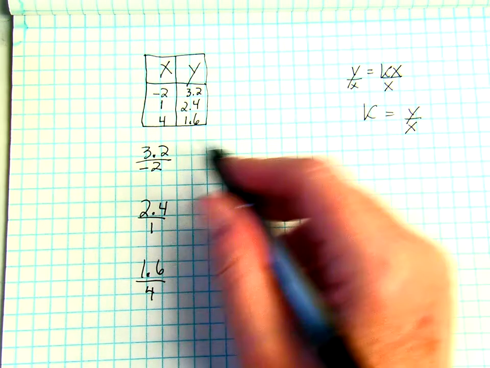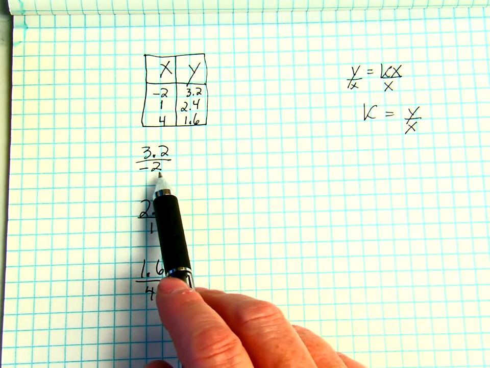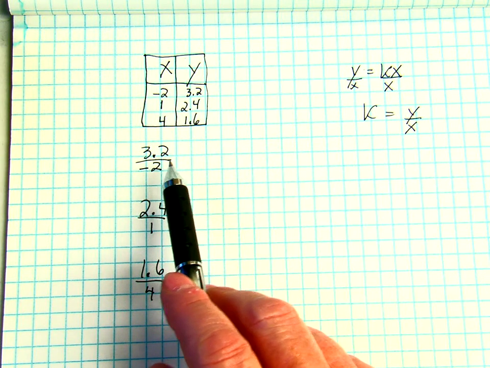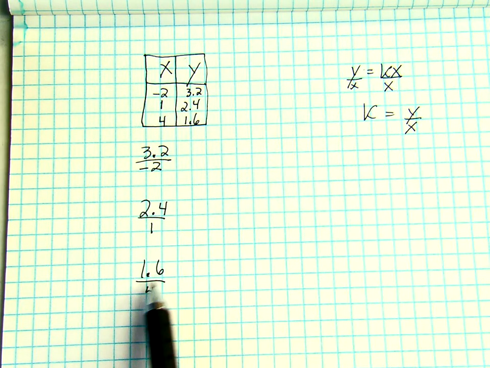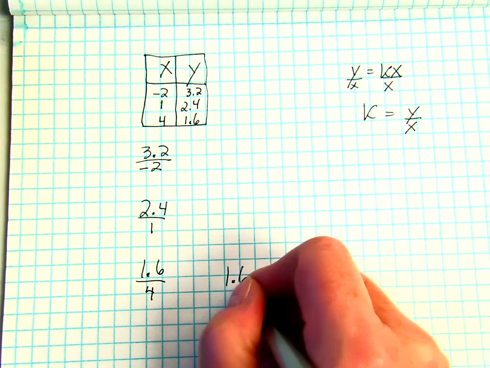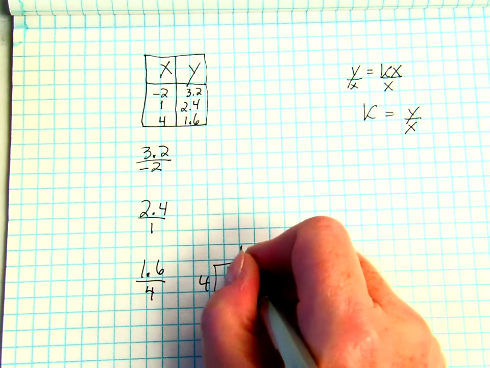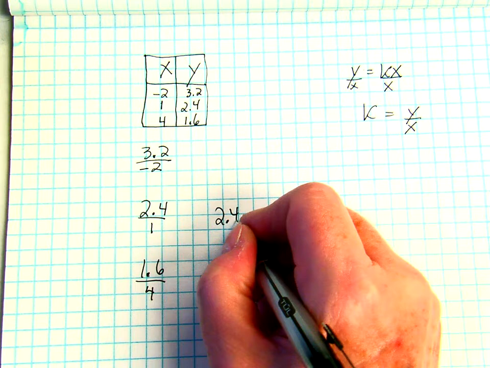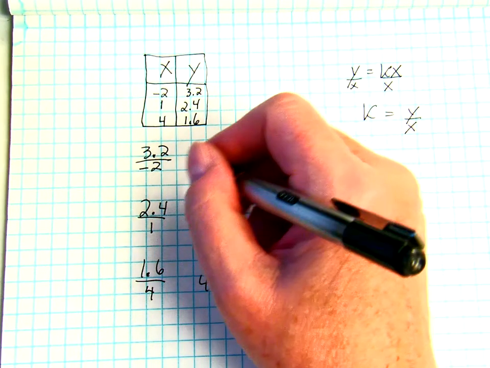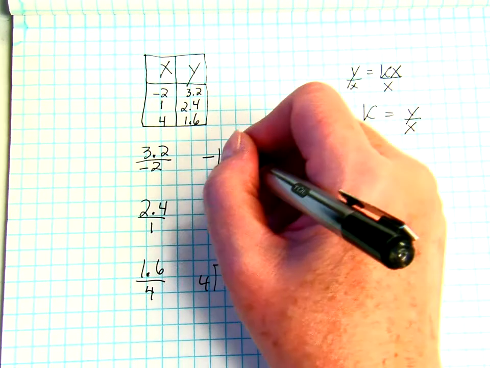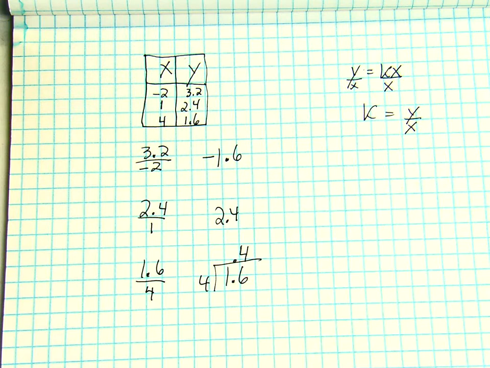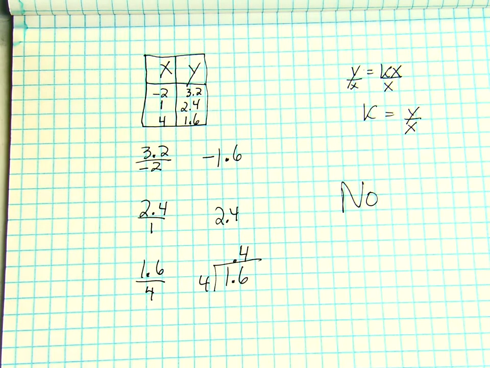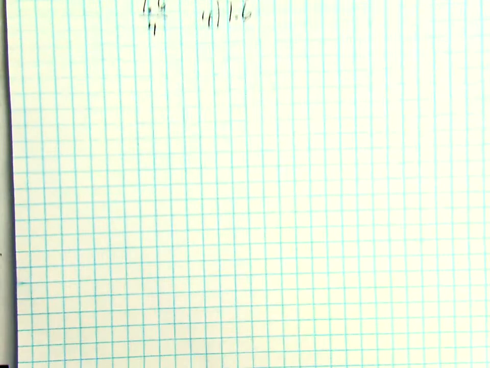Well, I can tell you already that here I've got different things. If I put 1.6 divided by 4, I get 0.4. Here I've got 2.4. Here I've got negative 1.6. I'm kind of all over the place. So this is a no. This is not a direct variation. Let's look at another chart and see.